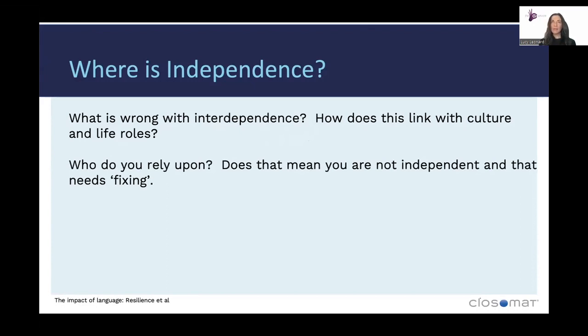And again, just have a little reflect for a few seconds on, who do you rely on? It doesn't mean that you're not independent and you need fixing if you rely on people. I mean, I rely on friends and family, and if I need advice, I'll pick up the phone and people help me with things. And I told you about the example of chatting with my network of occupational therapy colleagues. So I rely upon a lot of people. I'm not completely independent, and I don't think that needs fixing.